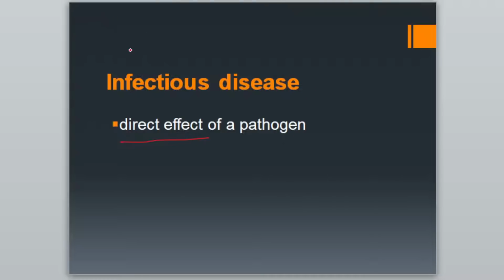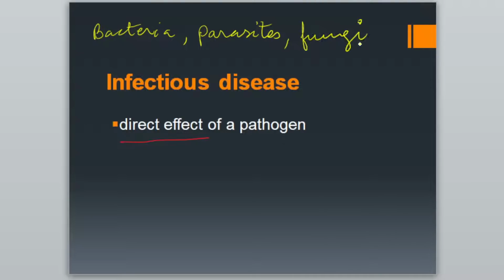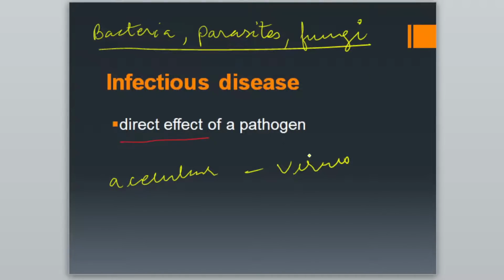Cellular means your bacteria, your parasites, fungus, and these are cellular entities. And acellular would be your virus, viroids, and prions. These are acellular entities of the pathogens. Clear?